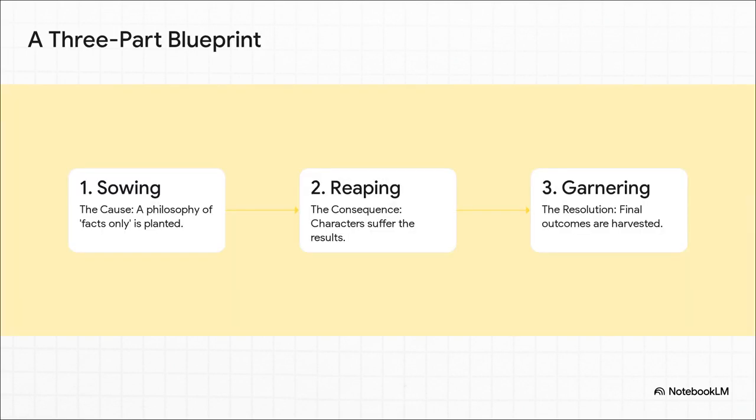And the structure itself tells the story. Dickens uses this amazing metaphor of a harvest. Book 1 is called Sowing, and it's where an idea is planted. Book 2, Reaping, shows the terrible consequences of that idea. And finally, Book 3, Garnering, is where the final results are collected. It creates this powerful and almost inescapable cause and effect narrative.